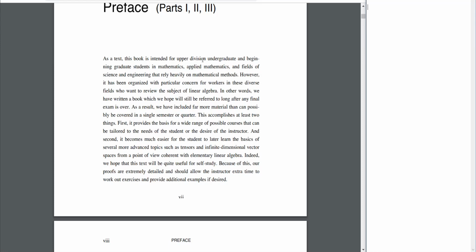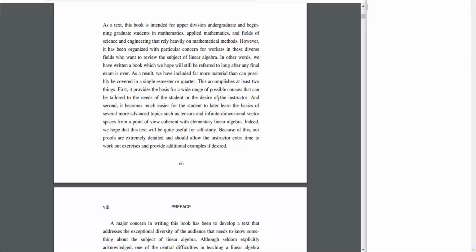Intended for upper division undergraduate and beginning graduate students in mathematics. So I think this suits us quite fine. In a book which we hope will still be referred to, which was a long time. So now, as a result, we have included formal material.